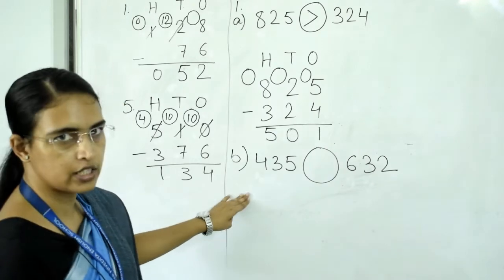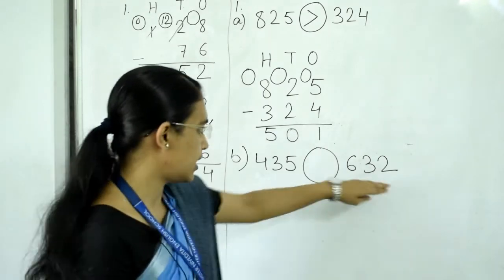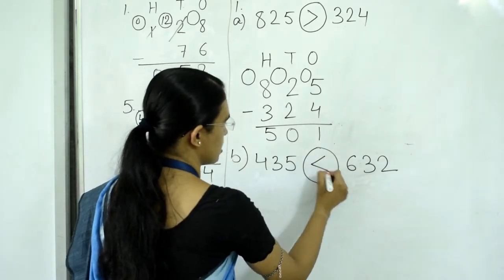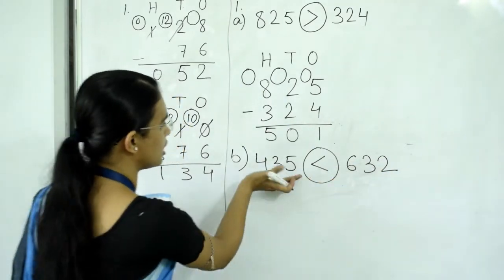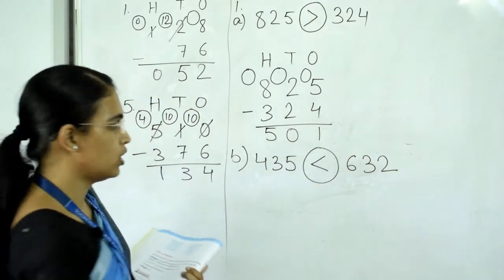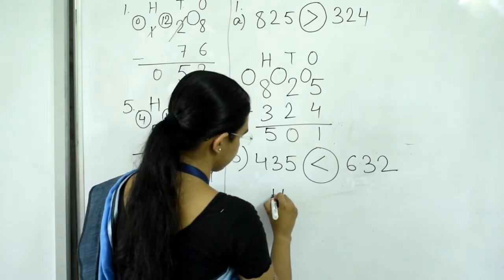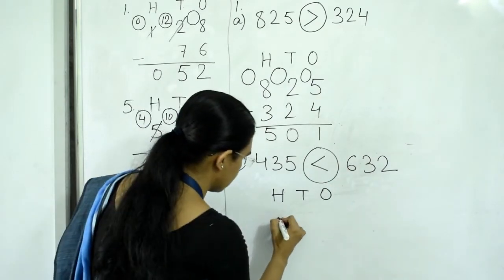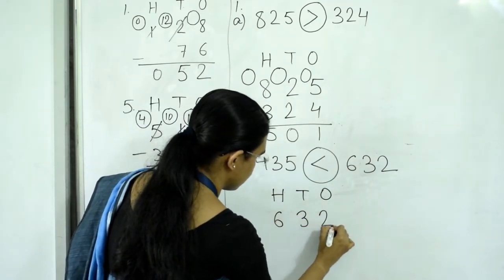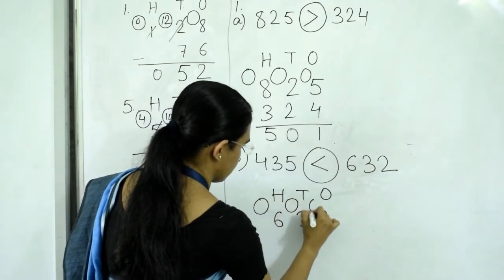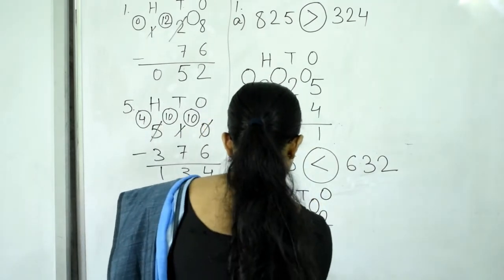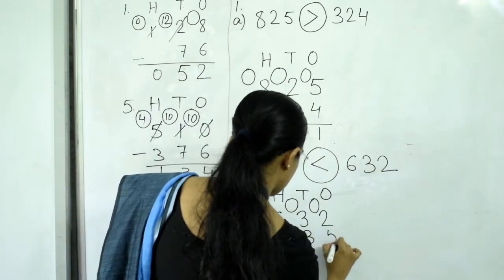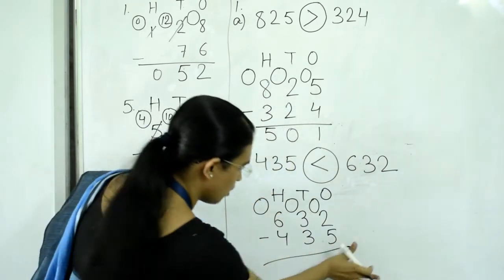So this one is the smaller number. Which sign do we have to put? We have to put the less than sign. 435 is less than 632. Now what we have to do is subtract these numbers. First write the biggest number at the top. Then put the subtraction sign, then write the smallest number here in this way.